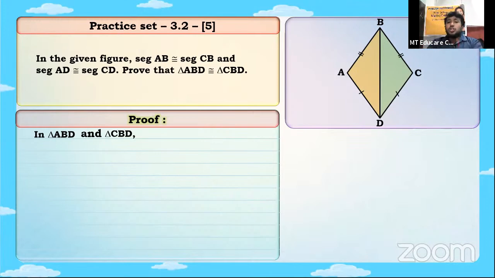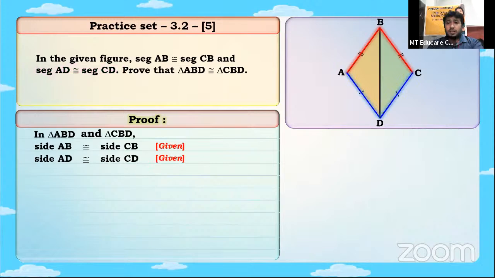Okay, students, we have AB congruent to CB. So AB congruent to CB, given, it's already given in the question. We have AD congruent to CD, again the reason will be given. But now students, if you observe, I have only two elements. But to prove triangles congruent, we require how many elements? Yes, super, we require three elements.